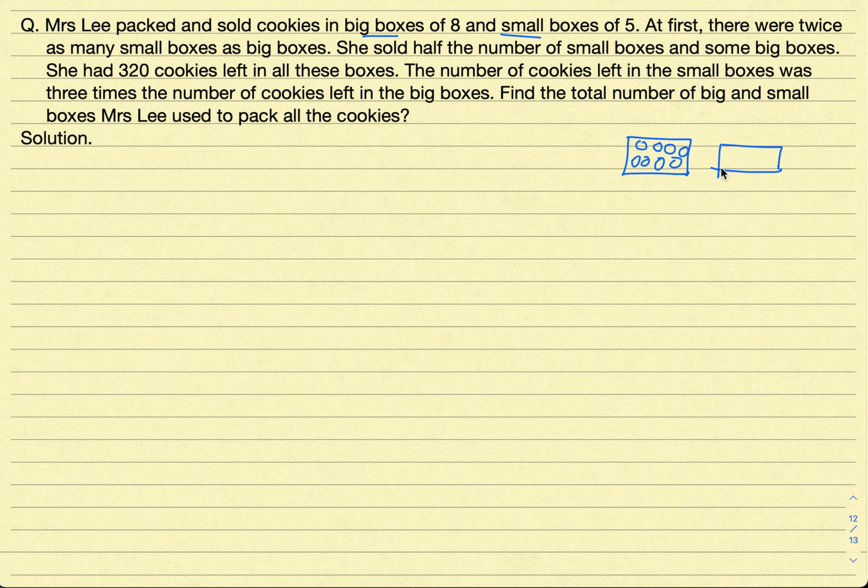1, 2, 3, 4, 5, 6, 7, 8. And how about the small one? They have only 5, right? 1, 2, 3, 4, and 5. So this one is the big one, and this one is the small one, right?